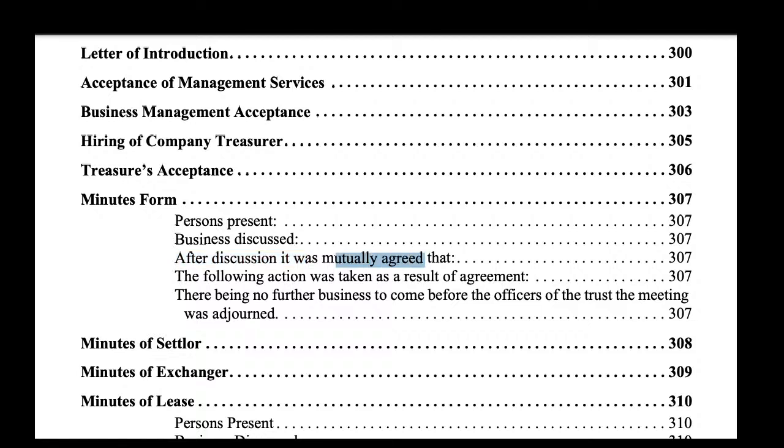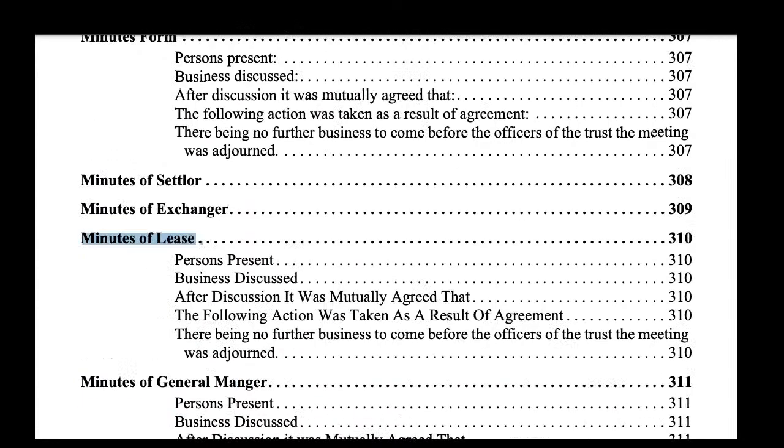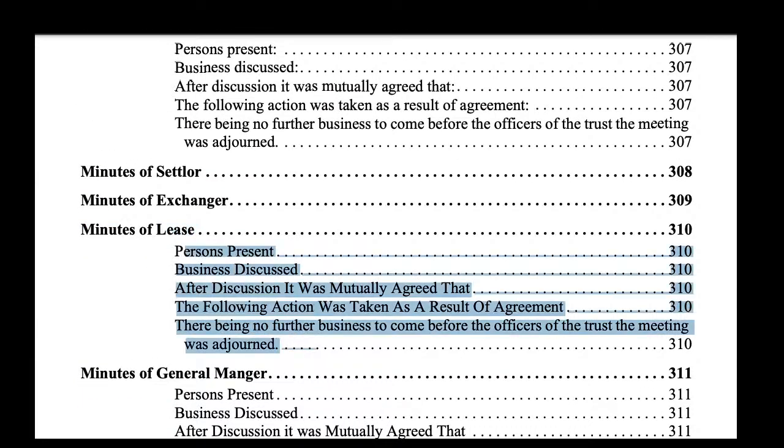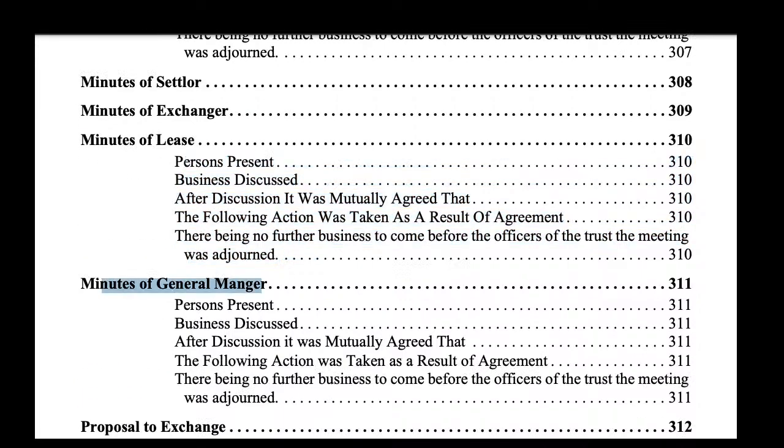After discussions, it was mutually agreed that the following action is taken as a result of the agreement. So you have your action items, and there being no further business to come before the officers, the meeting was adjourned. There's your minutes. That's a form. Minutes of the settlor, minutes of the exchanger, minutes of lease. Again, same type of format. Minutes of general manager.